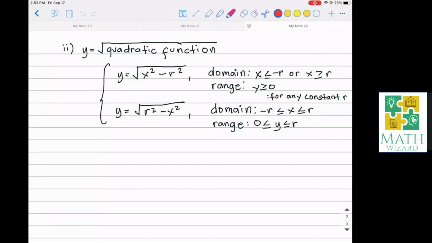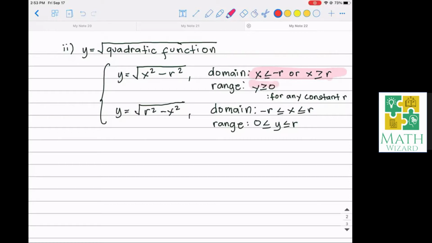Okay, so moving forward, we are now going to find the domain and range of a quadratic function inside the radical form. So if we have y is equal to the square root of a quadratic function, this would be the format or the rules in getting the domain and range. Let's say if it's in the format of y is equal to the square root of x squared minus r squared, then the domain would be x is less than or equal to negative r, or x is greater than or equal to r.